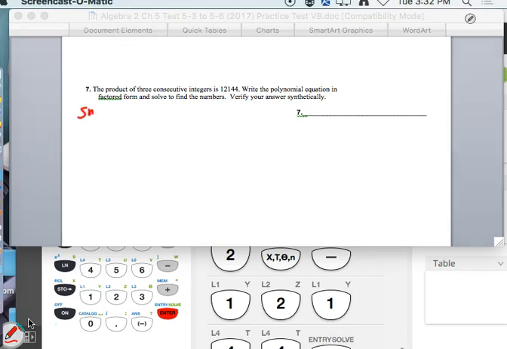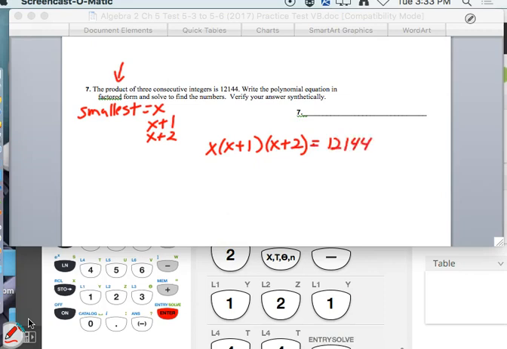So if I make the smallest number equal to x, that means the next one is going to be x plus 1. And the one after that will be x plus 2. So my polynomial is going to have x times x plus 1, because this said product, times x plus 2 equals 12,144. Now that's the first part of it. It said write the polynomial equation in factored form. Done. Solve to find the numbers.